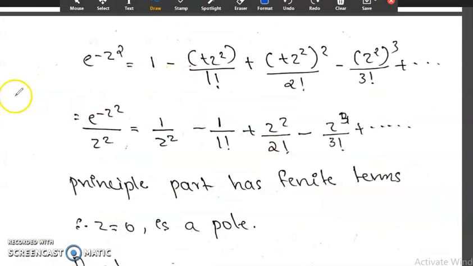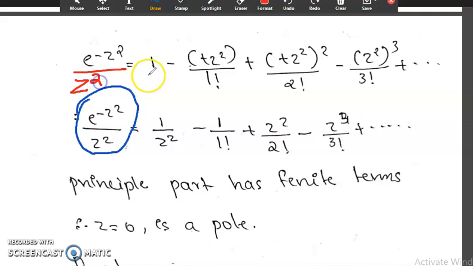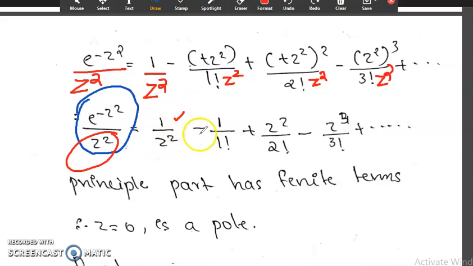Now our function is e power minus z square by z square. In this function we have to divide by z square, so you have to divide each and every term by z square, or you can write the z square here itself, because you have a z square in the denominator. So you get 1 by z square minus.